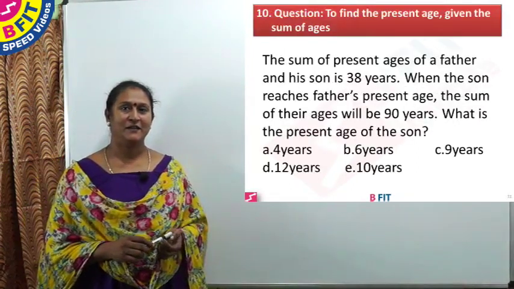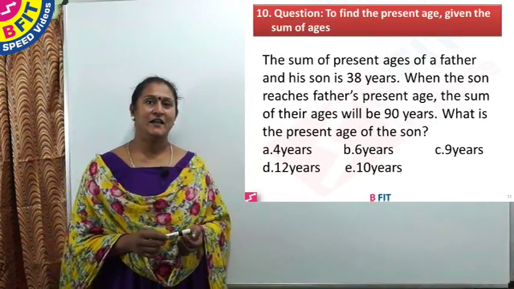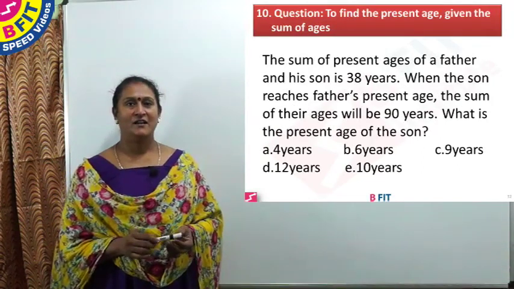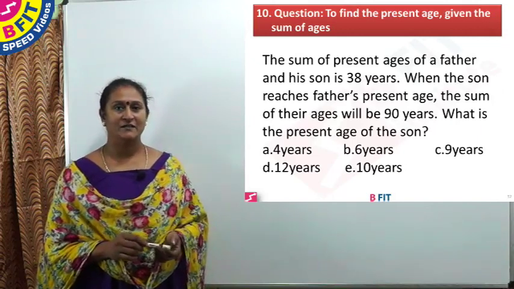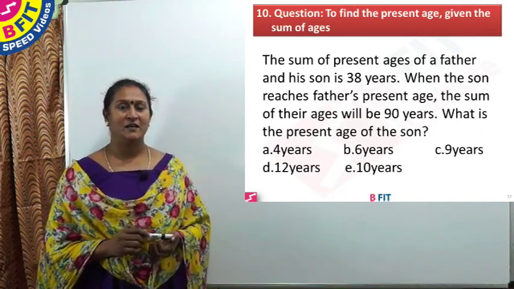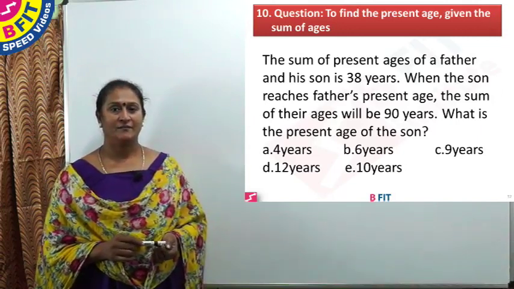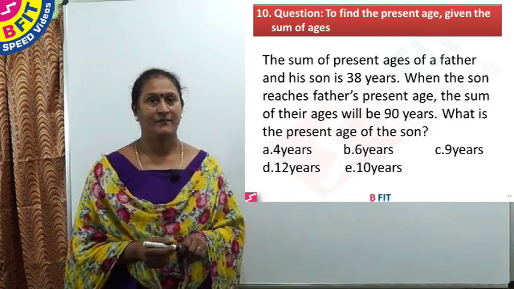So question number 10. The sum of present ages of a father and his son is 38 years. When the son reaches the father's present age, the sum of their ages will be 90 years. So what is the present age of the son? So we'll see the working.